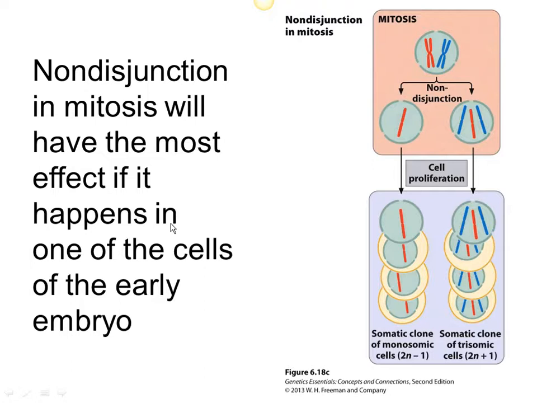The effect of nondisjunction in mitosis really depends on what kind of cell goes through this nondisjunction. If a skin cell goes through nondisjunction, the cell may just die if it has too many chromosomes or too few. But if you have a nondisjunction in the zygote or in the early embryo, then you can get all of or part of the embryonic cells having this problem, and that could be more serious.